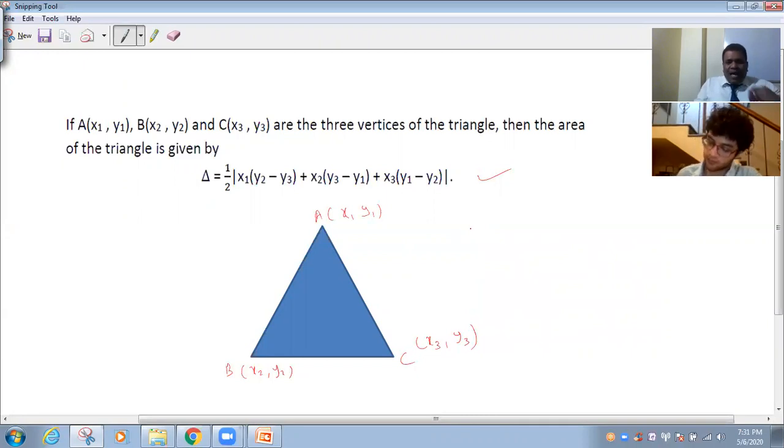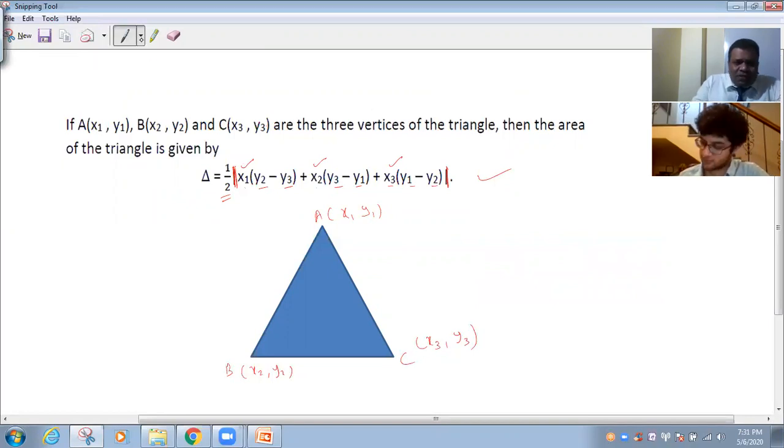And this is very easy to memorize. Let's see how. x1, x2, next, after then cyclic order. After 1, 2, 3, after 2, 3, 1, after 3, 1, 2. We know area can't be negative, so we are putting absolute value. And we know in case of area of a triangle, we always use 1 by 2. So this way, easily we can memorize this one.